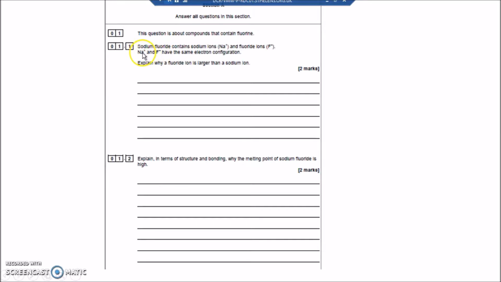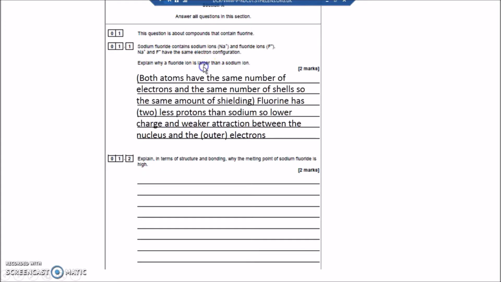Well, sodium Na has got 11 protons and 11 electrons. Fluorine's got 9 protons and 9 electrons. So Na+ has lost one, it's got 10 electrons, and F- has gained one, it's gone from 9 to 10. They've both got 10 electrons, they've got the same electronic configuration.